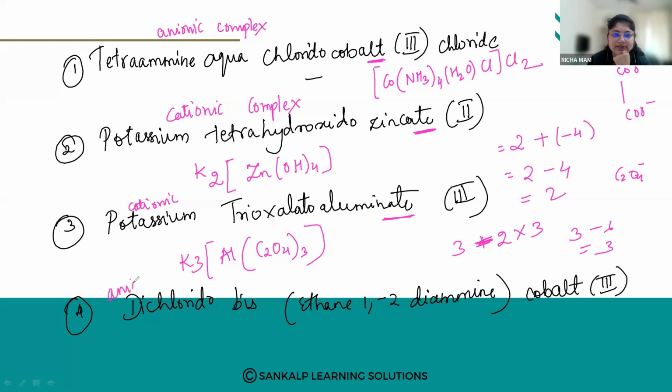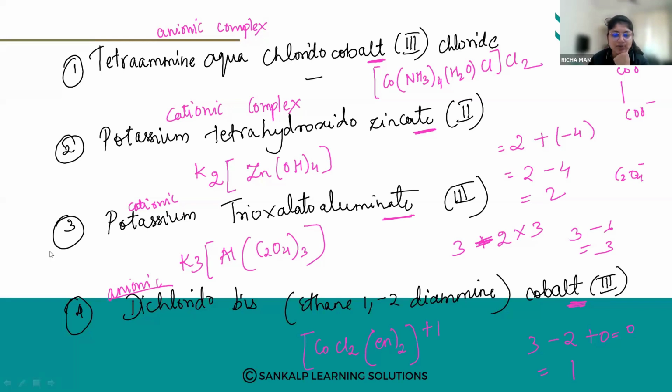Last, dichloridobis(ethane) cobalt. So this is a cationic complex, because it is cobalt. Write it down now. Cobalt will come, then dichlorido, then ethylene diamine, so it will be en twice. Let us see the charge. Cobalt is 3, dichlorido is minus 2, and ethylene diamine is 0. So x is 3 minus 2, equals 1. The charge on the overall complex is plus 1. Okay, so we have seen 4.